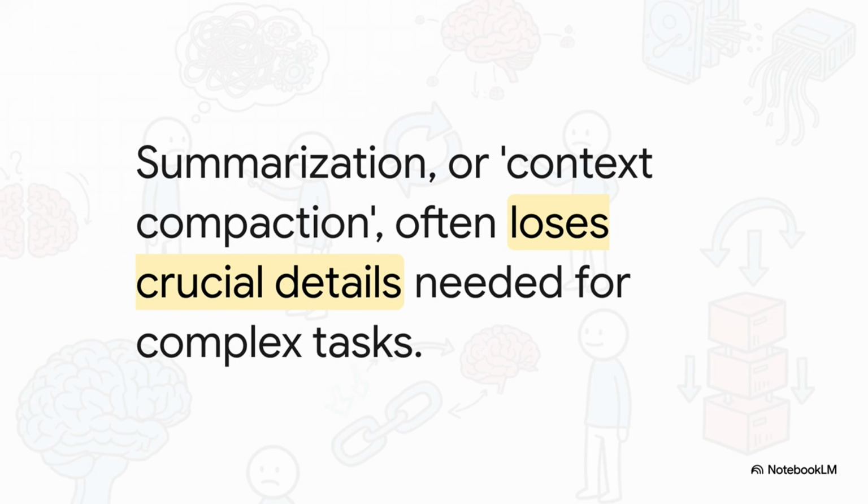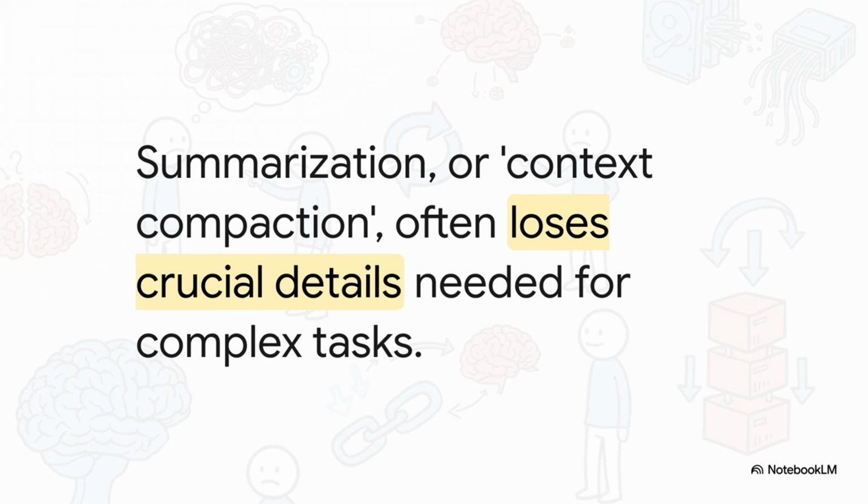So, what have we been doing about this until now? Well, the main approach has been summarization, or what some people call context compaction. The AI basically squishes down the older parts of the conversation to make room for new stuff. But you can probably guess the problem, right? You end up losing all the crucial details. It's like throwing away the specific steps of a recipe just so you can remember the name of the dish. It's not a great solution.